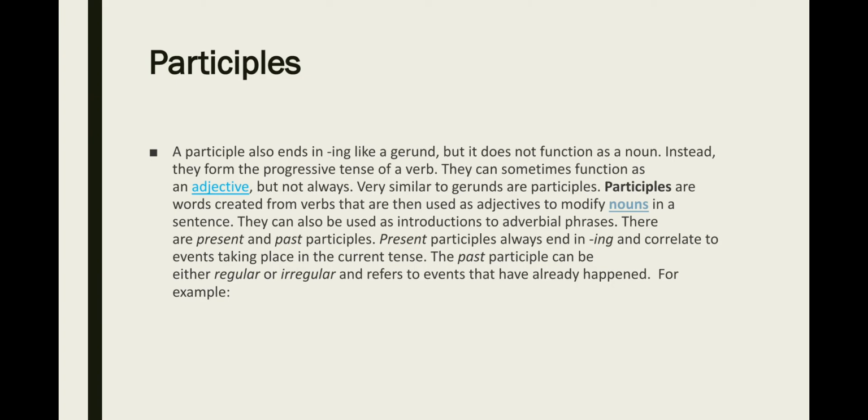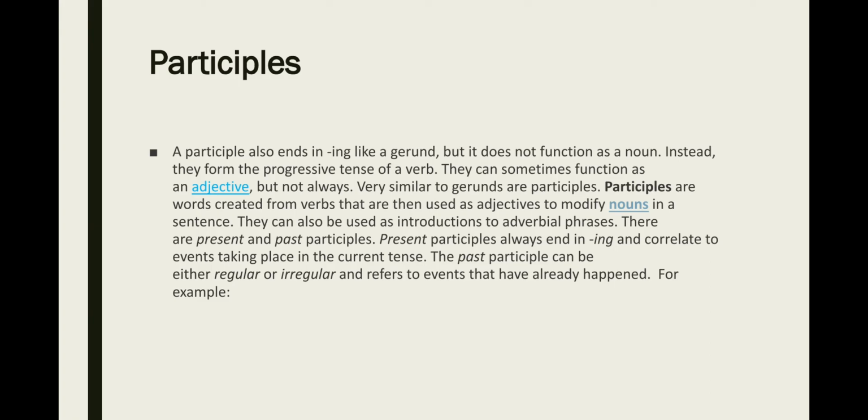So basically, a participle ends in ing like a gerund, but it does not function as a noun. Instead, they form the progressive tense of a verb. Participles can sometimes function as an adjective, but not always. Very similar to gerunds or participles. Participles are words created from verbs that are then used as adjectives to modify nouns in a sentence, as I explained before as well. They can also be used as an introduction to adverbial phrases.